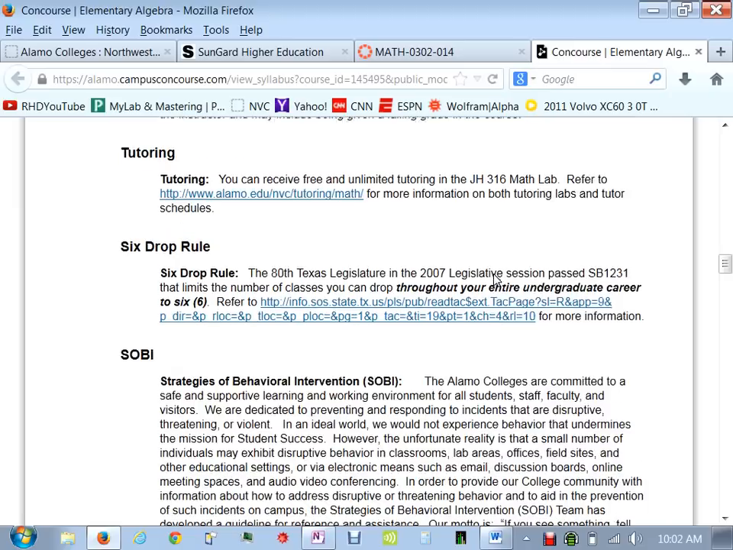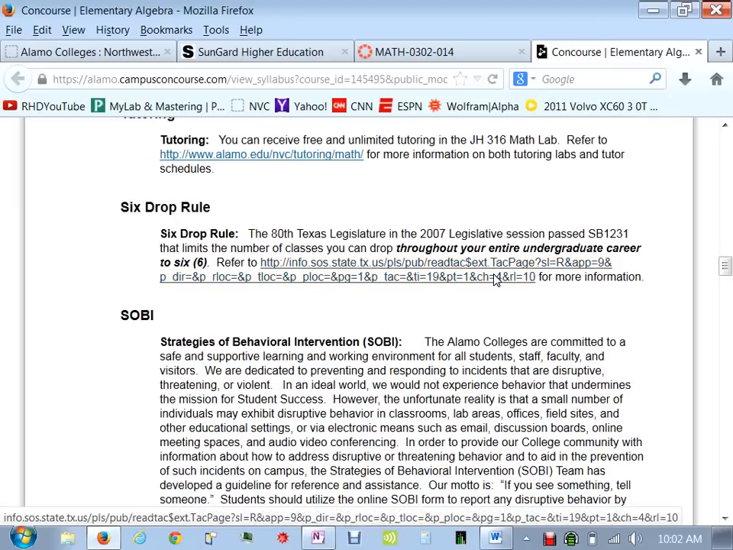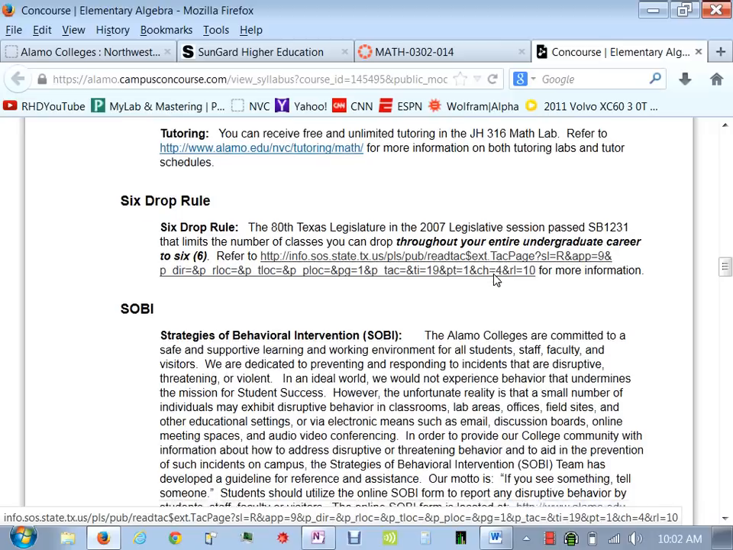Tutoring, we talked about the 6-drop rule. This has to do with Texas. I don't think this is going to apply because this is not considered to be a college level course, so we'll skip that for now.